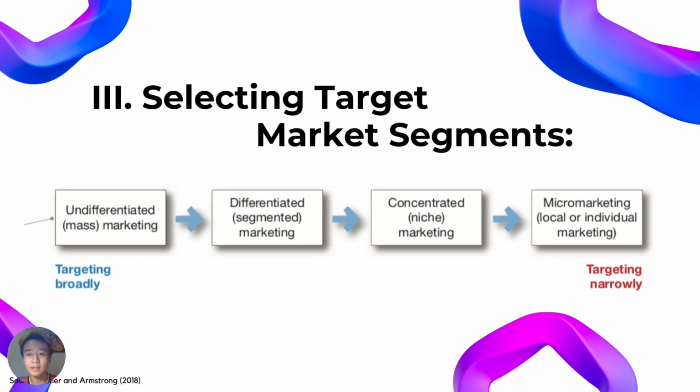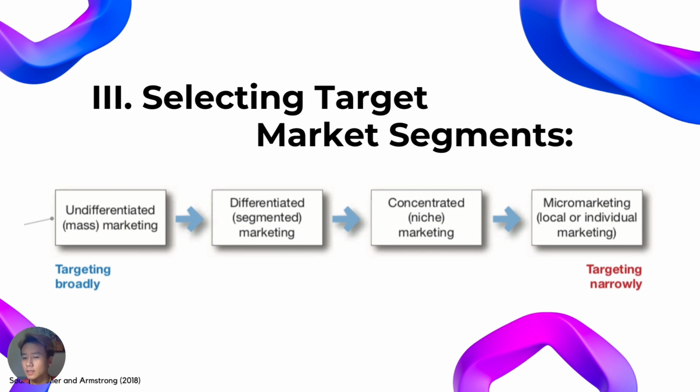To select the target market segments, the company first evaluates segment size and growth characteristics, structural attractiveness, and compatibility with company objectives and resources. It then chooses one of 4 market targeting strategies, ranging from broad to narrow targeting. The seller can ignore segment differences and target broadly using undifferentiated or mass marketing. This involves mass producing, mass distributing, and mass promoting the same product in about the same way to all consumers.